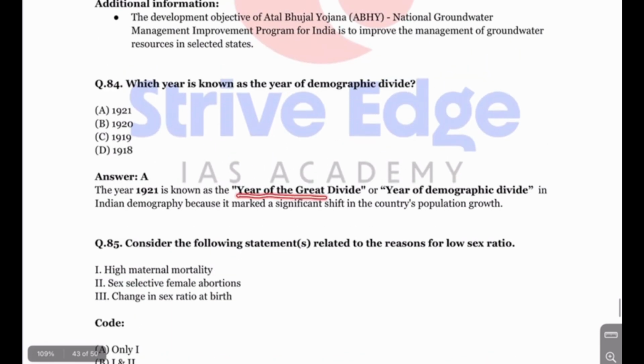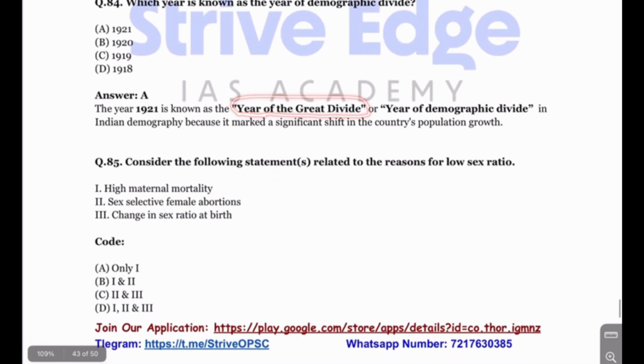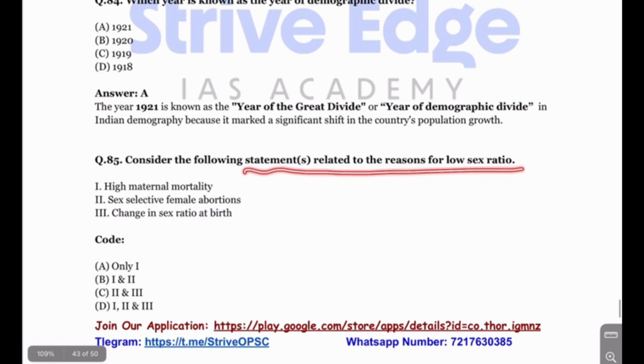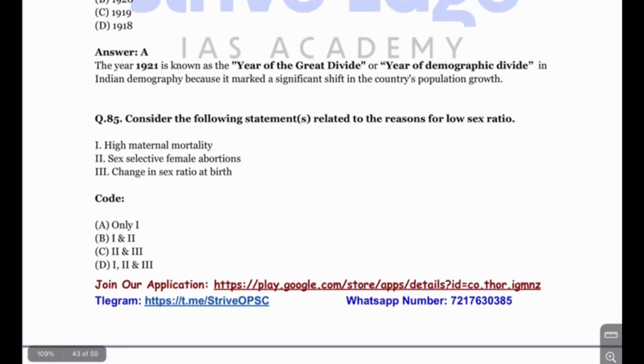Okay, which of the following statements is related to the reason for low sex ratio? What is the reason? High maternal mortality rate, because high maternal mortality rate reduces the number of women also. Sex selective abortion, you know that. Then next is change in the sex ratio at birth.